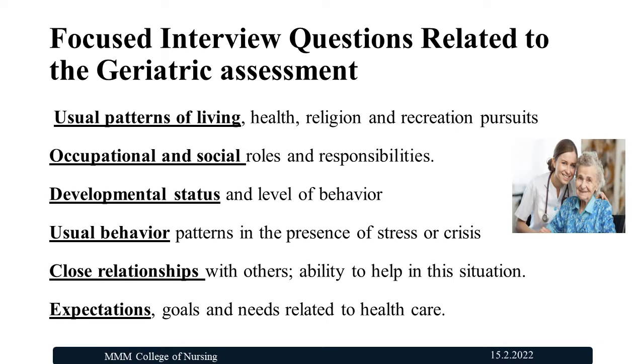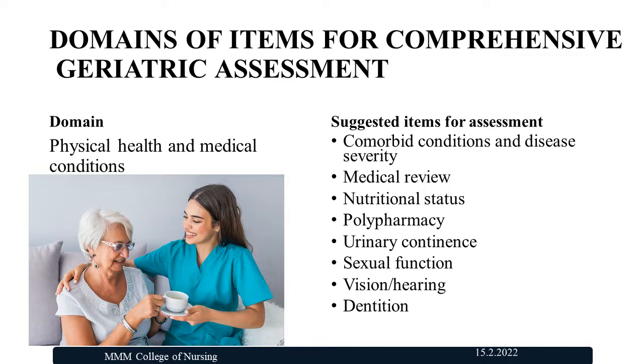Usual patterns of living, health, religion, recreation, pursuits, occupational and social roles and responsibilities, and what is the developmental status and level of behavior, usual behavior of the patients in old age, and also any crisis or stress, close relationships with whom, ability to help in these situations, what are their expectations, goals, and needs related to their health care, we have to ask.